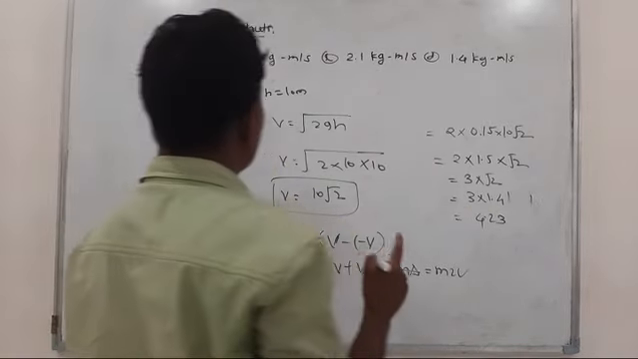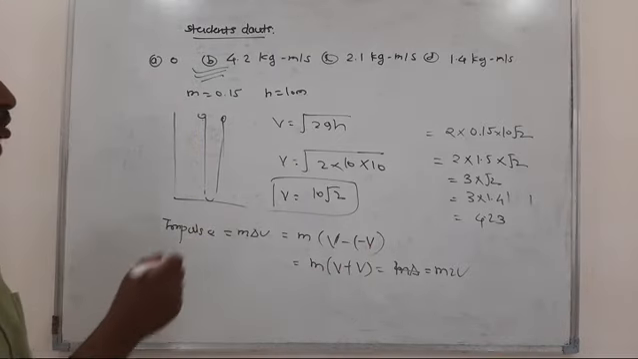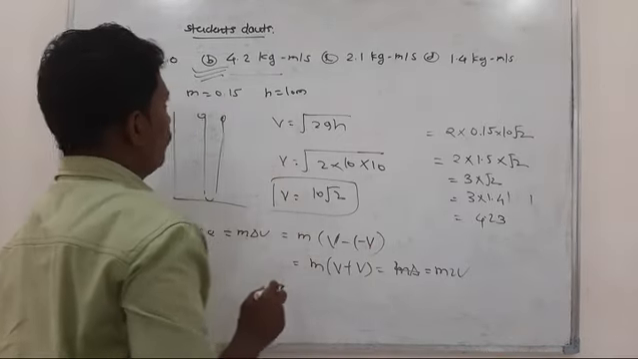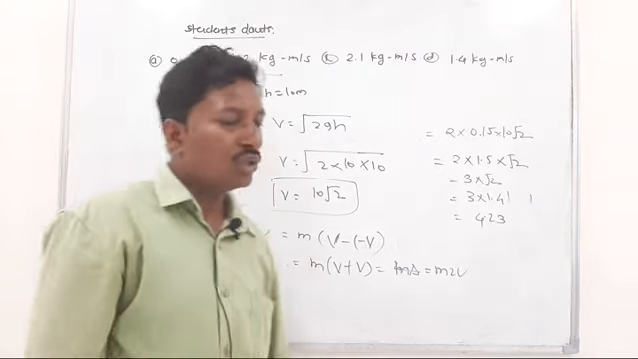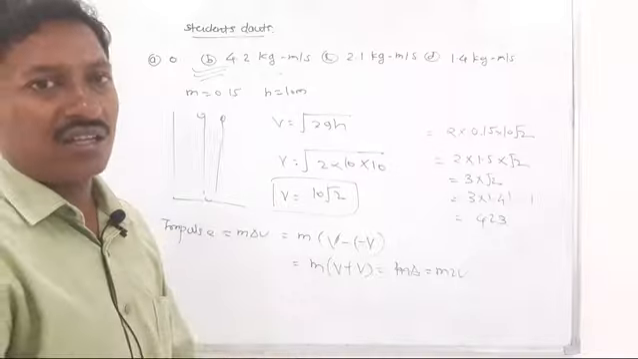Then which is the correct option of question doubt number 1 student, that is option number B, that is 4.2 kg meter per second. Okay student, complete the doubt number 1. Then I take the next doubt.